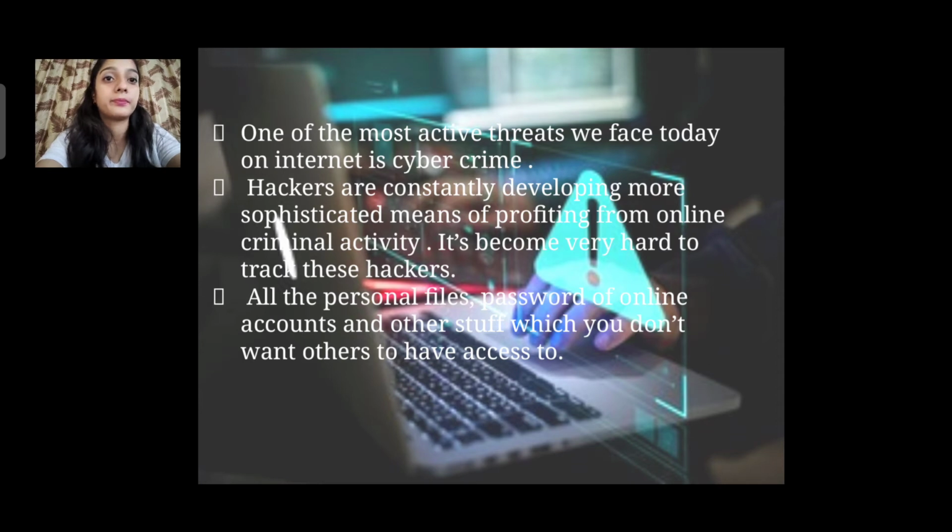One of the most active threats we face today on the internet is cybercrime. Hackers are constantly developing more sophisticated means of profiting from online criminal activity. It's become very hard to track these hackers. That's why we set up the honeypot. We have all the personal files, passwords of online accounts and other things which we don't want others to have access to. So to prevent our files from the hackers, we install the honeypots.